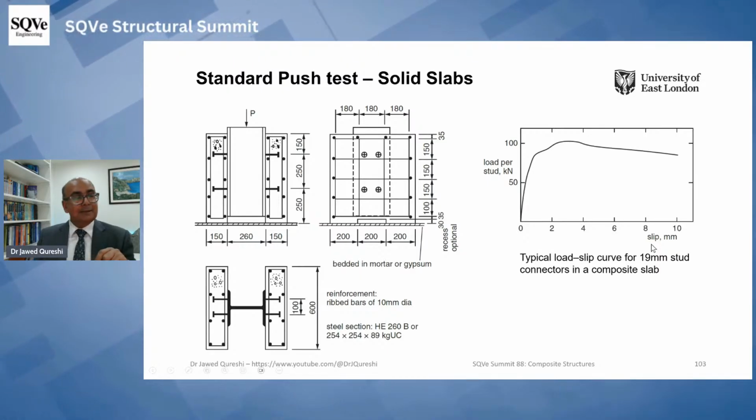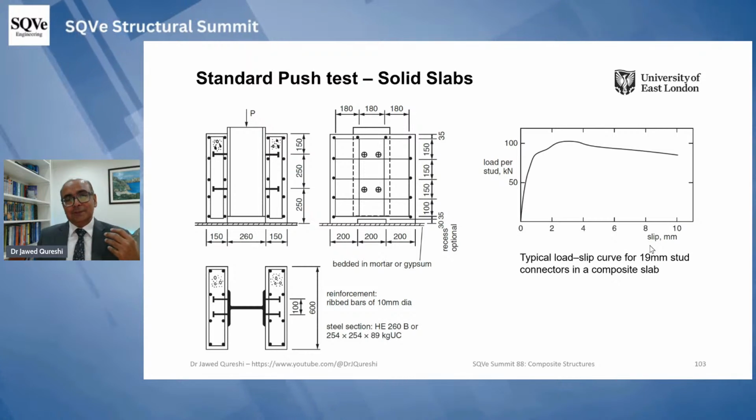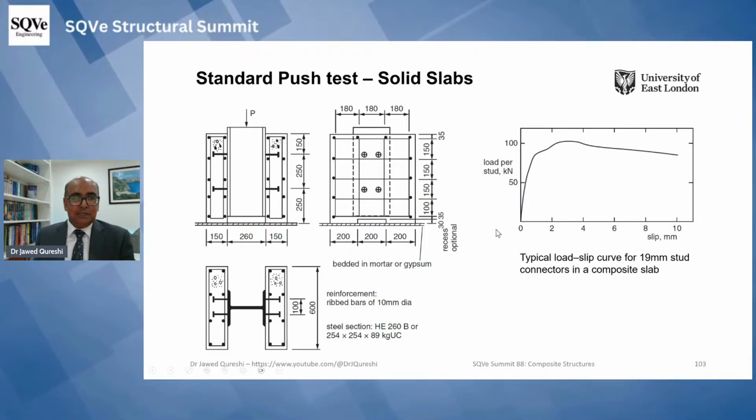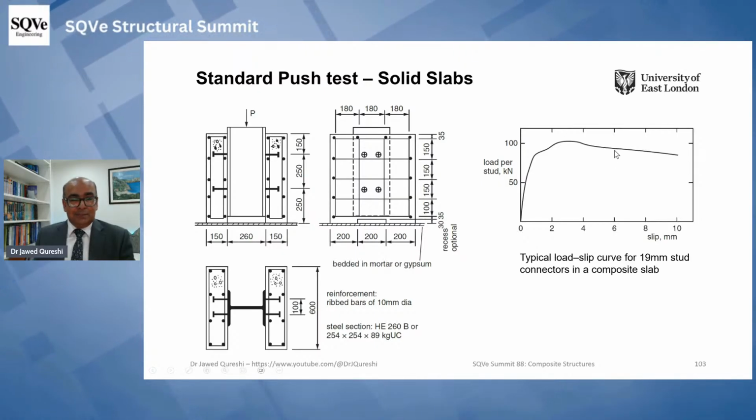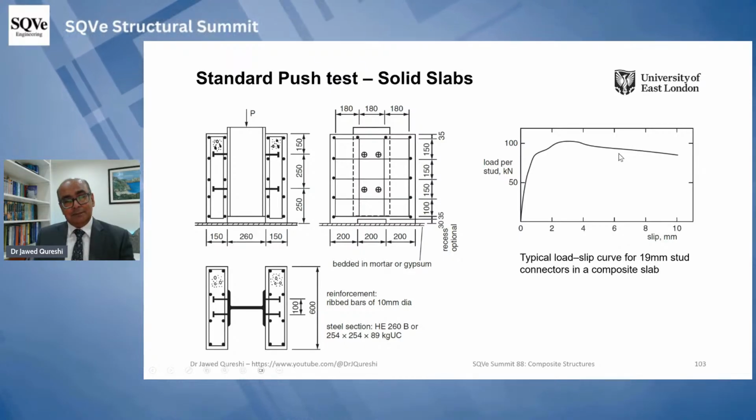But surprisingly, no design codes, Americans included, will give you any push test for profile sheeting slabs. They say that you should use the same configuration, but they don't specifically give you any guidelines for profile sheeting slabs. And in profile sheeting slabs, you will not have this 6 millimeter slip for ductile failure. Now, does this mean that in profile sheeting slabs, when we use shear studs, they are not ductile?